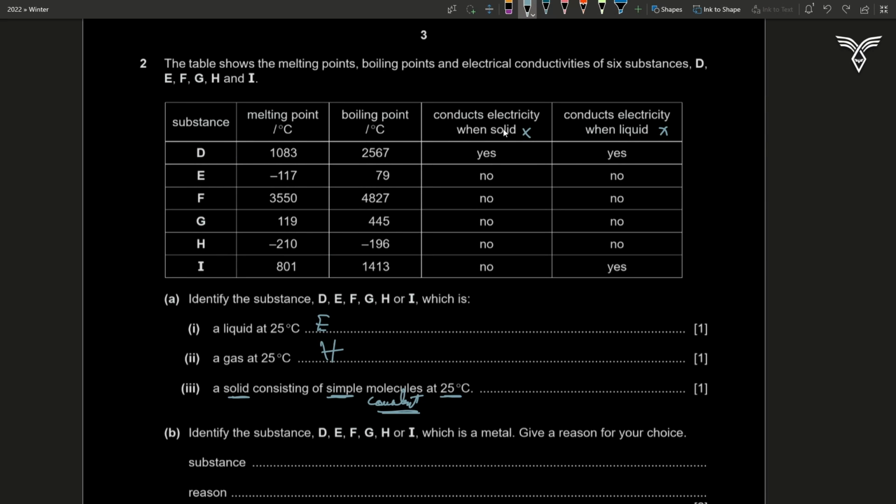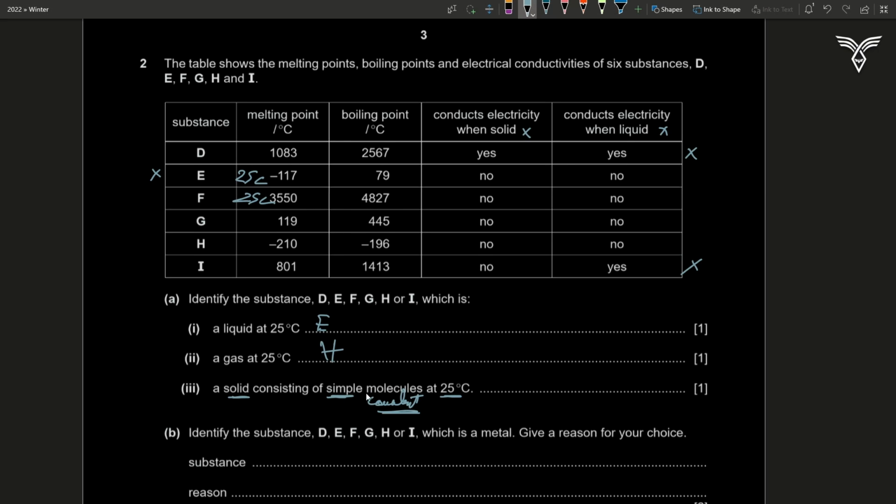احنا بدأنا في الأول وقلنا إن هو لازم ما يكونش بيعمل conduct electricity in any way. فدي conducts electricity in both ways، فدي is not an option، و I نفس الحاجة. يتبقى لنا اللي في النص. نيجي هنا بقى 25. هل 25 is less than minus 117؟ لا، يبقى مش معانا. هل 25 is less than 3550؟ تمام زي الفل. فعلا تمام، 25 is less than both melting point and boiling point.